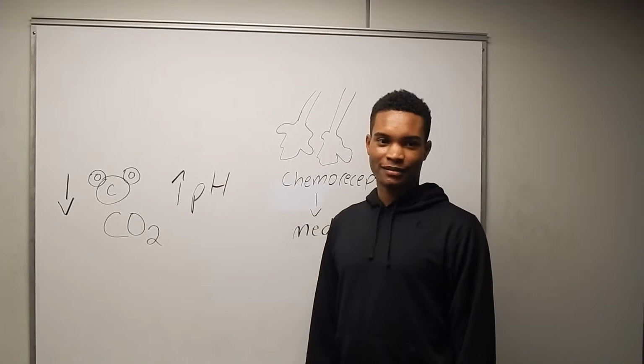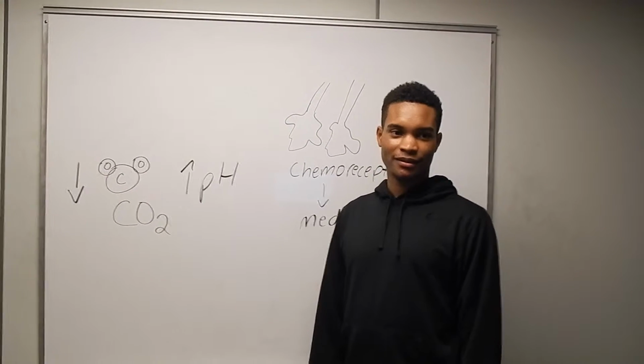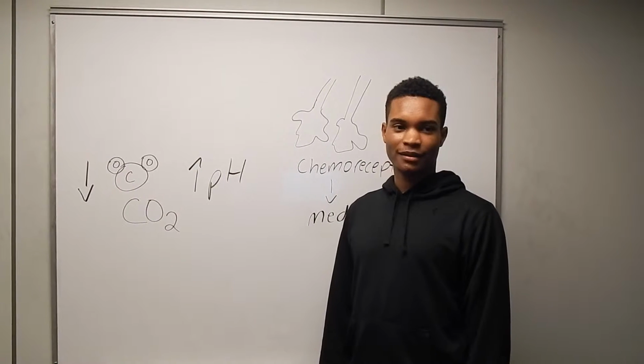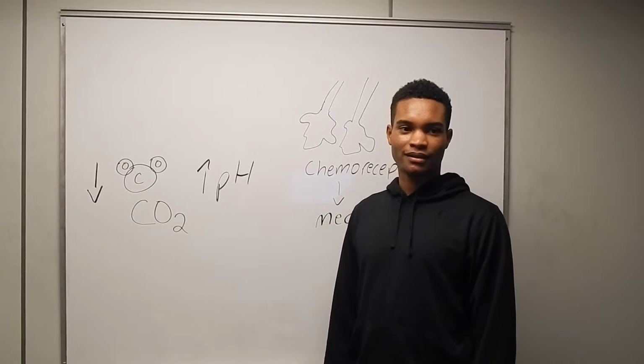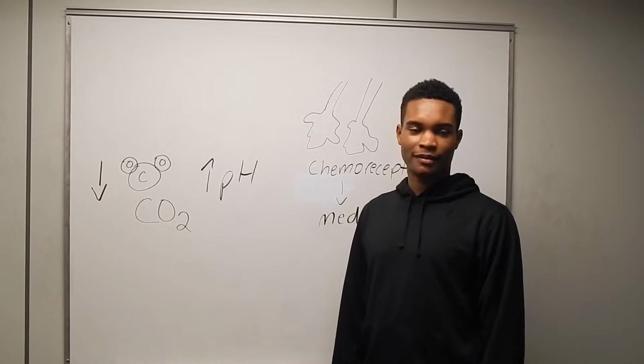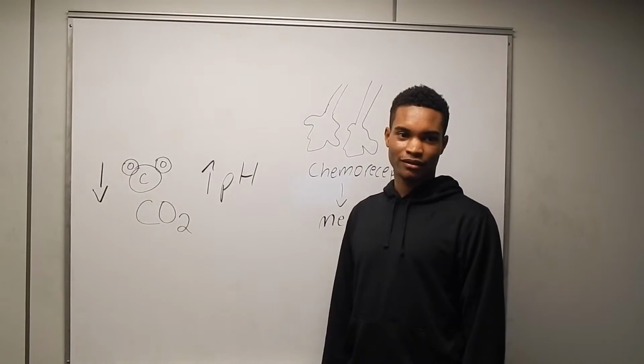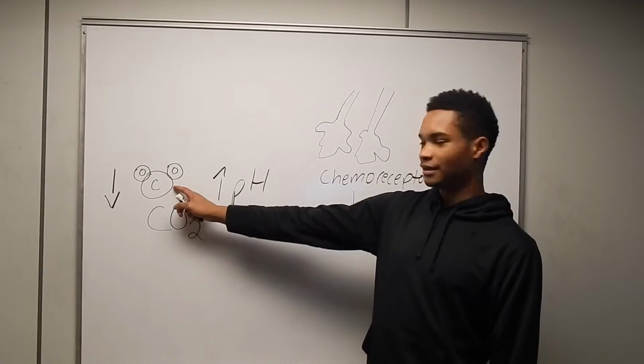Chemoreceptors are the type of receptors that detect the levels of CO2 in the blood by monitoring the concentrations of hydrogen ions in the blood. An example of chemoreceptors at work is when a person is hyperventilating from an anxiety attack. This causes an increase in ventilation, which causes too much CO2 to be removed from the body.